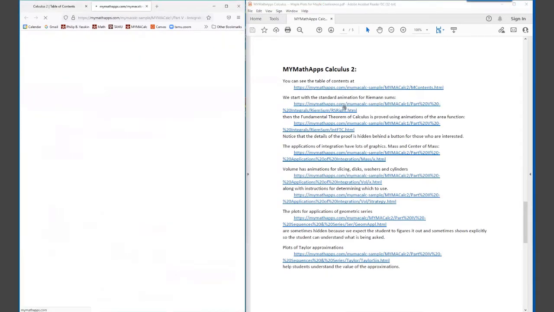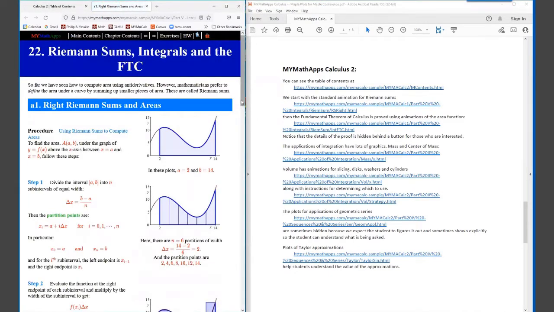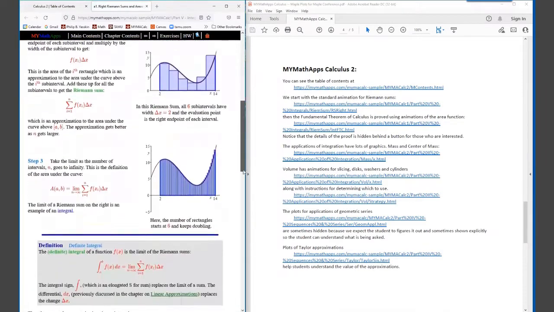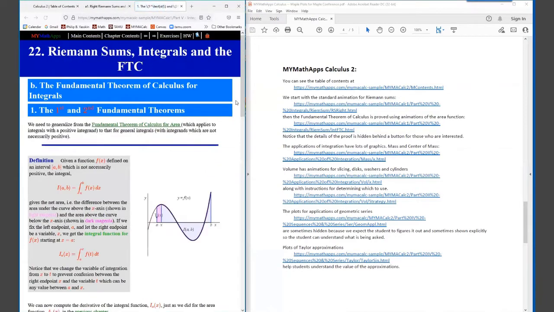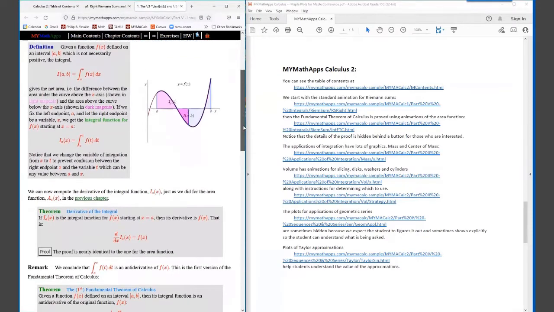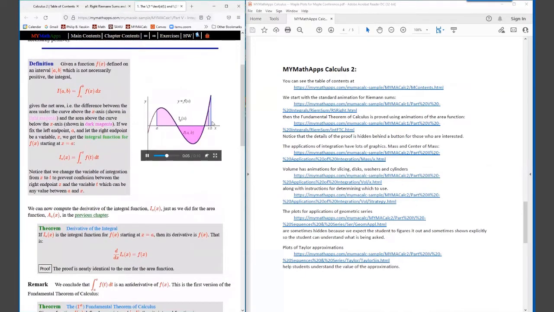Here is the standard animation for Riemann sums. Break the region up into intervals, draw Riemann sum rectangles, and do it with more and more rectangles, and approximately you get the area under the curve. The fundamental theorem of calculus is proved using animations. And so the area function, or better, the integral function, since it might not be positive, is the integral up to a certain point.